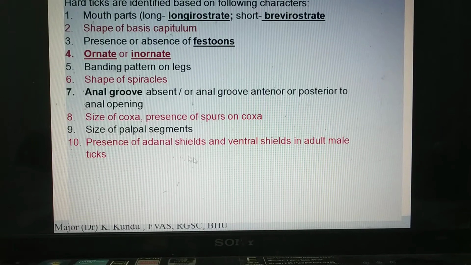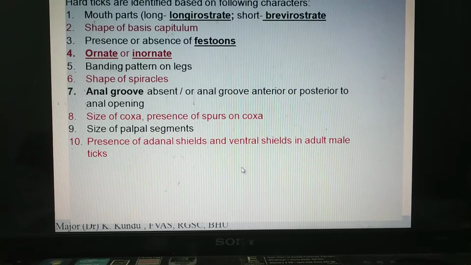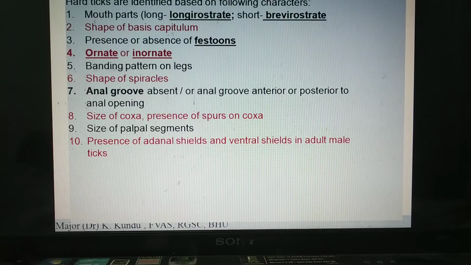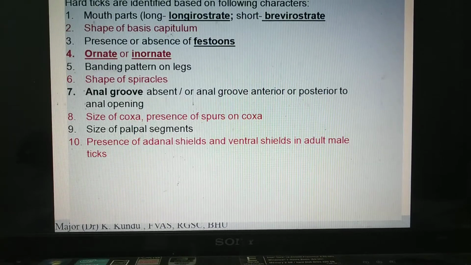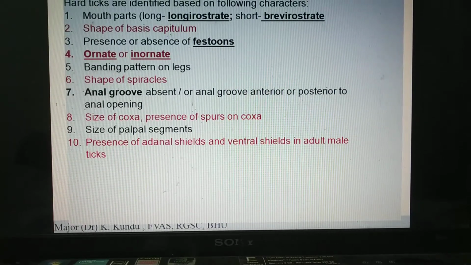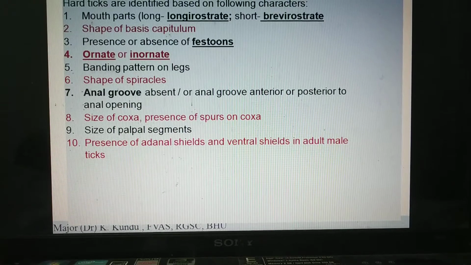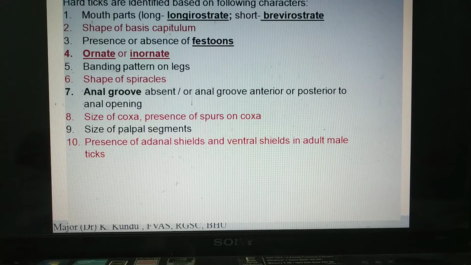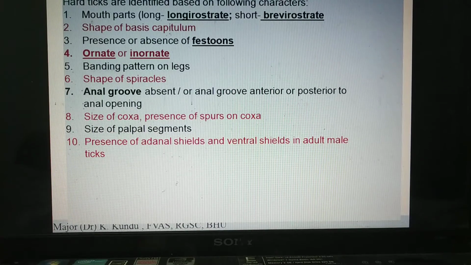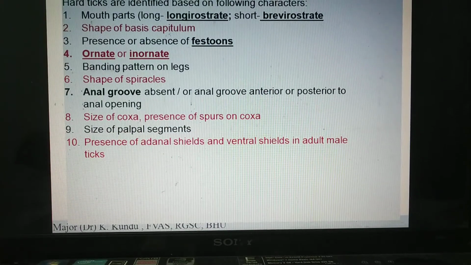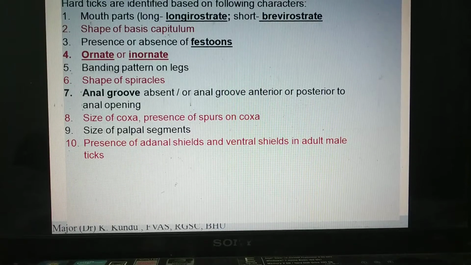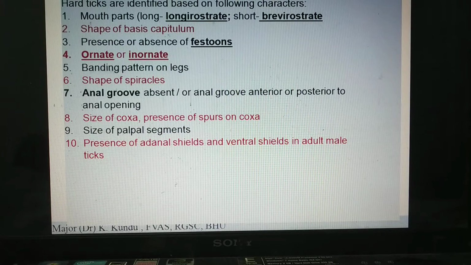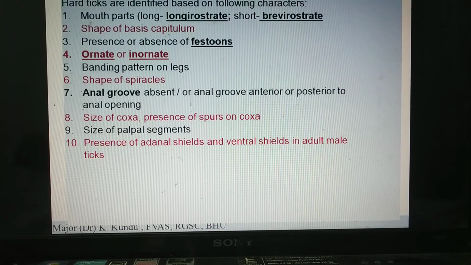Now in case of male ticks, one thing you should remember, the males are very important. Male ticks are very important for identification of the tick species. Some species of male ticks, on the ventral side, have thick cuticular thickenings. These thickenings are like armors, they are placed like armor, so these are known as shields. So these are ventral shields and adanal shields.